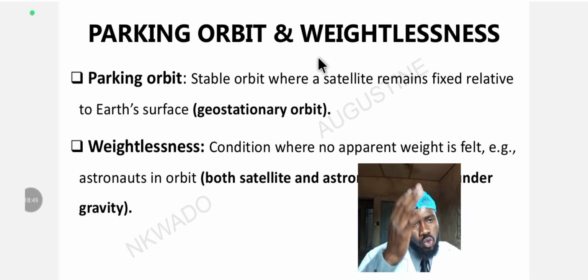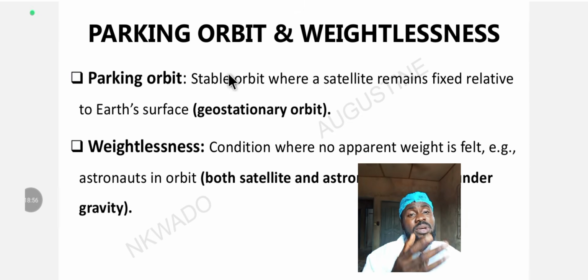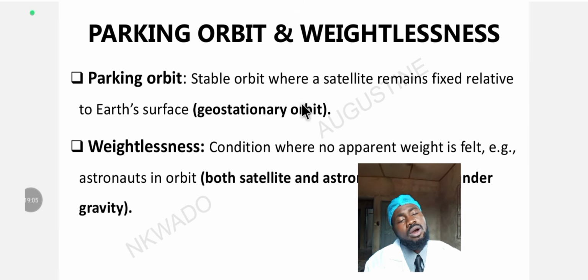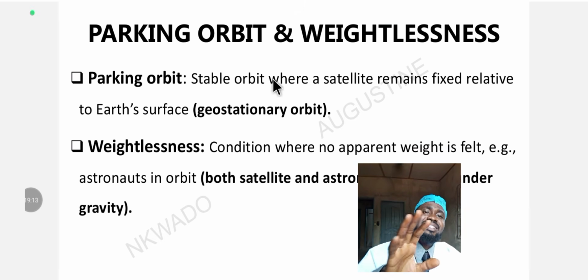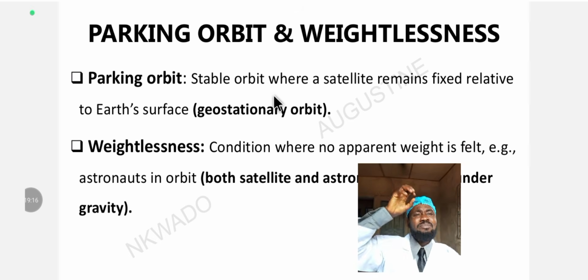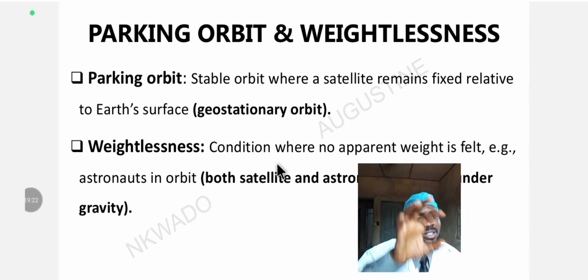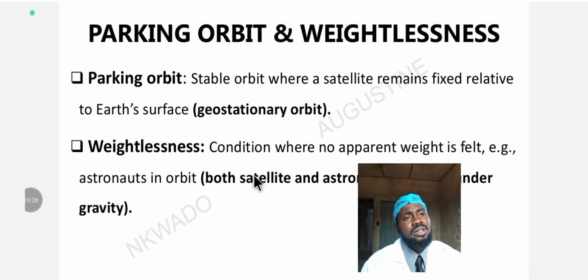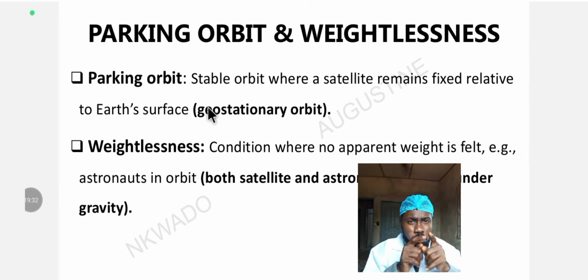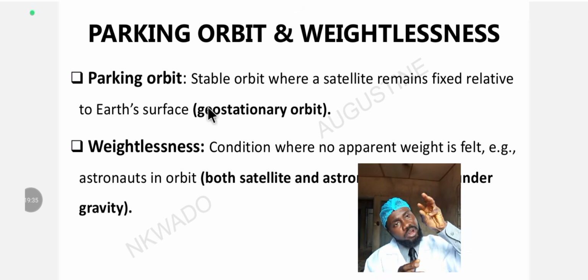So what do we understand by the word parking orbit? Parking orbit is a stable orbit where a satellite remains fixed relative to the Earth's surface. So it's also called the geostationary orbit. Anytime you hear parking orbit, always remember stationary, not moving from one position. Satellites remain fixed there; they don't move relative to the surface of the Earth. That's the fixed point, they park there.